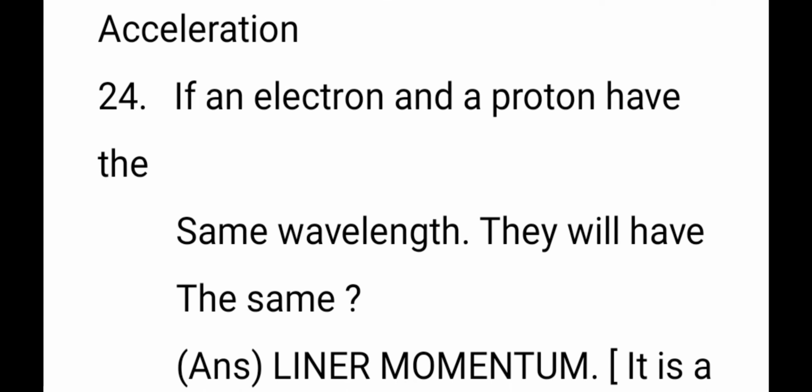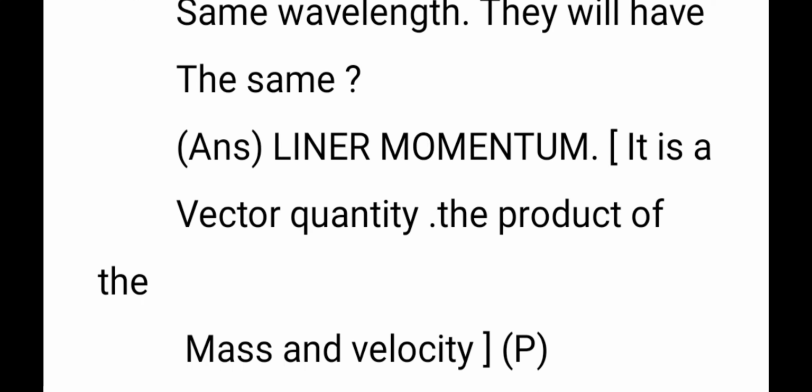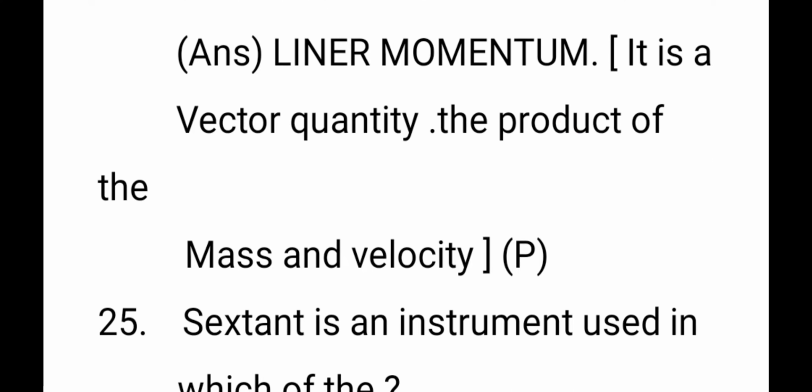Next question. If an electron and proton have the same wavelength, they will have the same linear momentum. So what is meant by linear momentum? It is a vector quantity, the product of mass and velocity, that is known as linear momentum. It is represented by the symbol P.